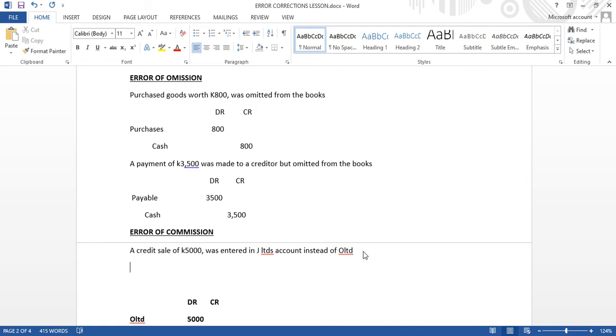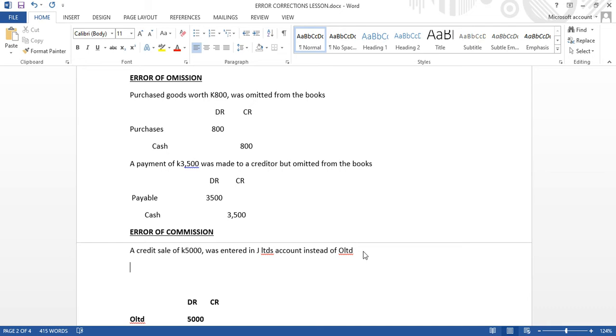Whenever we make a credit sale, do we remember what two accounts are going to be involved? You have sales and your receivable. A receivable is someone who owes you money, and someone who owes you money is an asset. Sales is a revenue account. Remember, we record sales even though we haven't received the money.